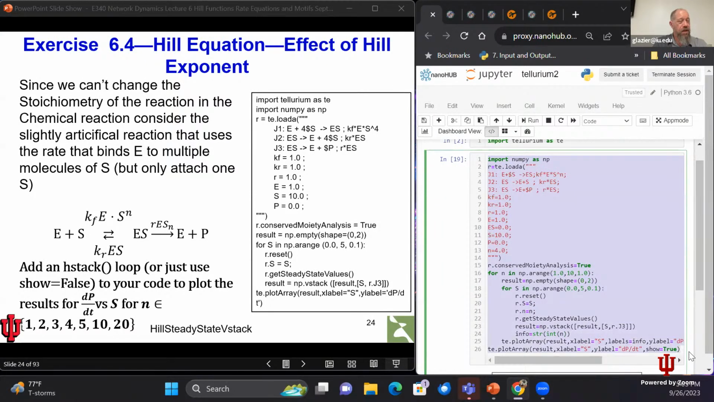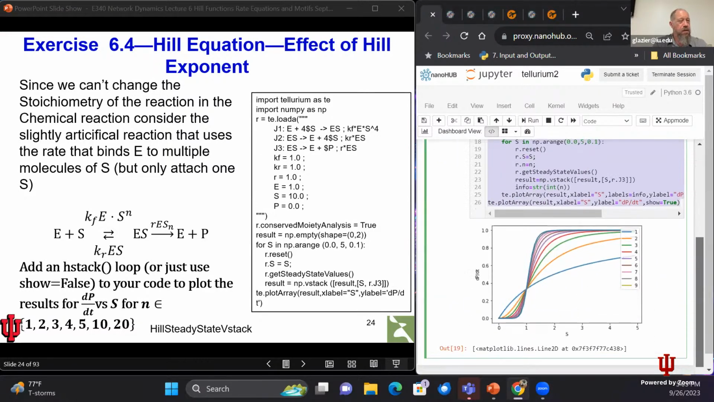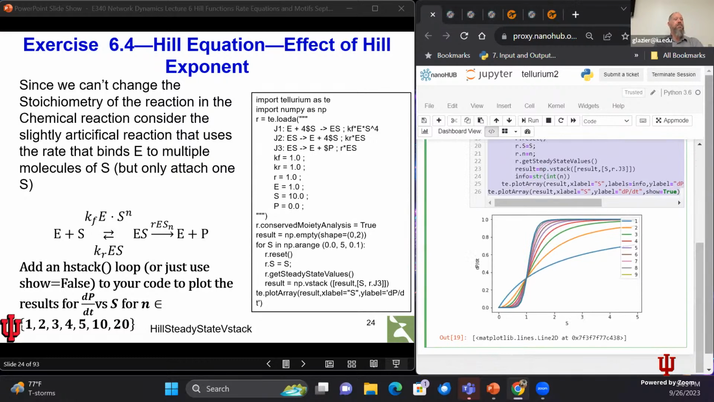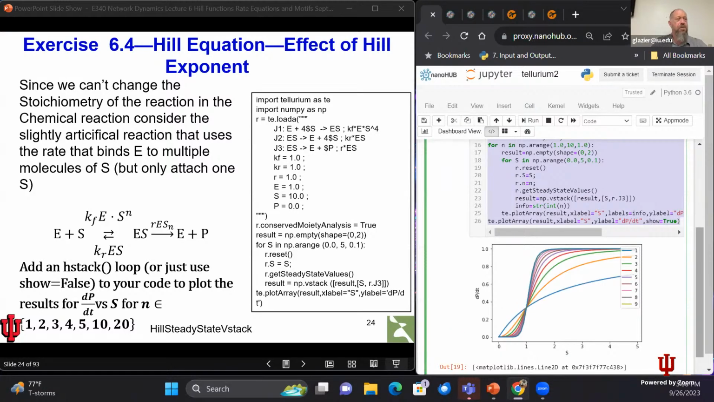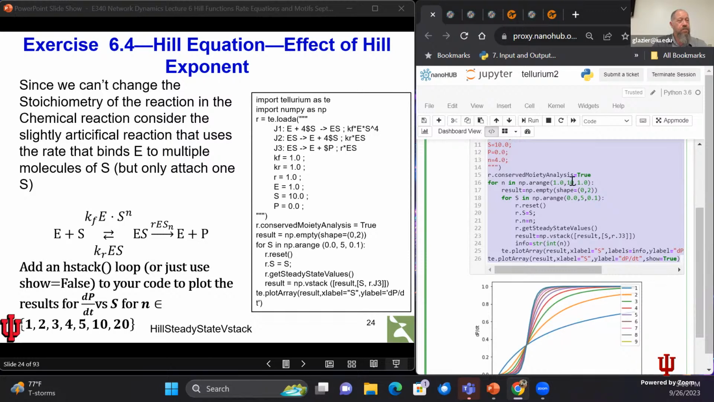Did anybody else solve it in a different way? I'll put this in the chat. It's not the most elegant solution, but it does the basic job. Did people get something like that? It's also true, by the way, that the Hill exponent doesn't have to be an integer.